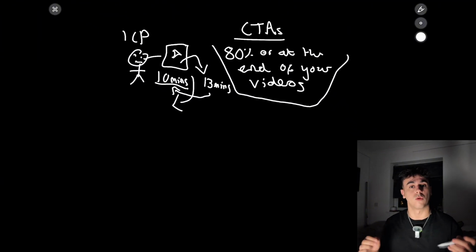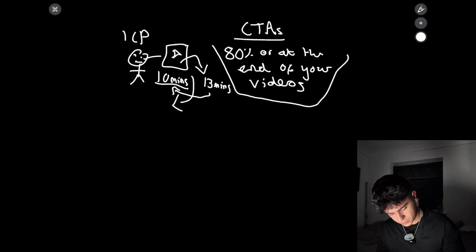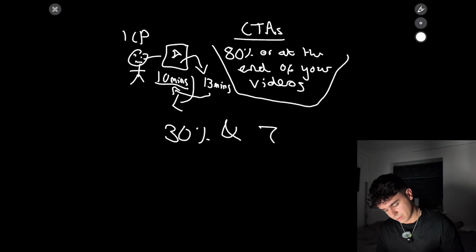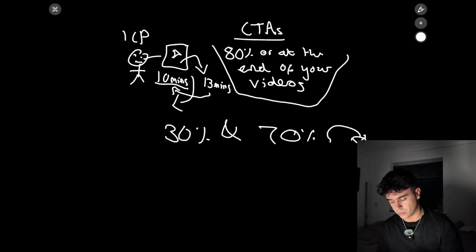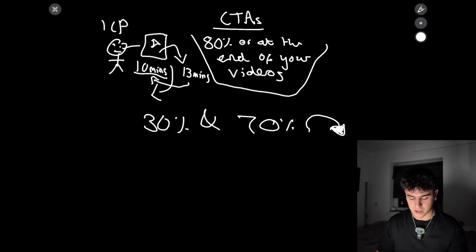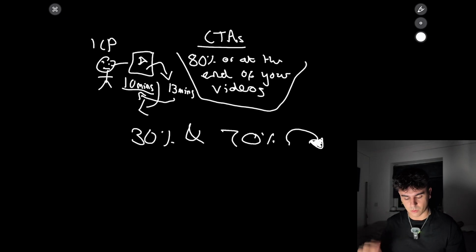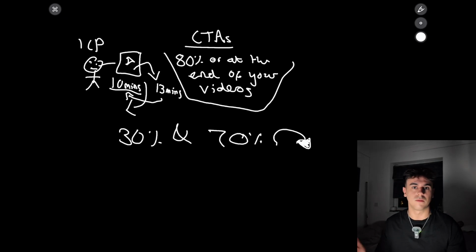So what you're going to want to do, and what we do for all of our done for you YouTube clients, is implement a CTA 30% into the video and implement a CTA 70% into the video. And then you can also implement one at the very end, just for the people that do watch to the end. But the key of doing this is that even if someone's just watched, let's say a video is 10 minutes long, 3 minutes and a half, for example, they're going to already hear your CTA. And you want to make it feel natural.